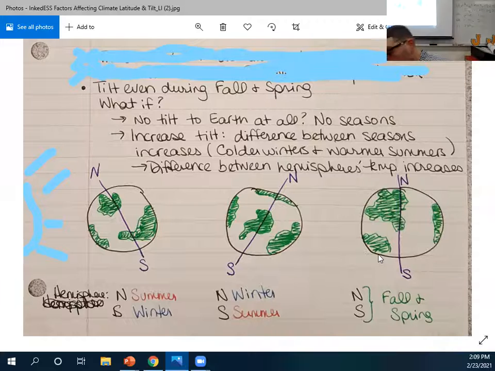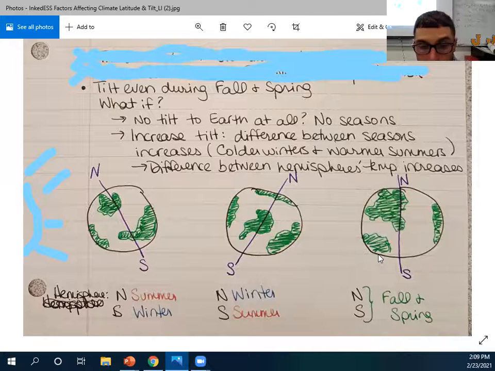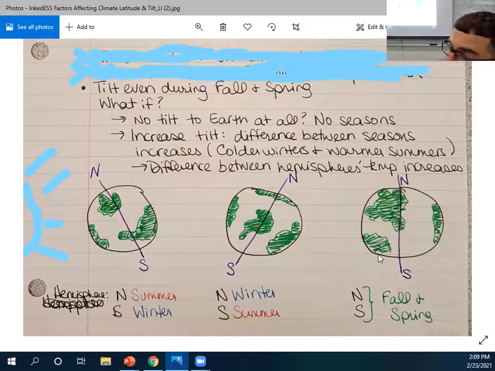Again, the idea, if we increase Earth's tilt, the more increased the tilt is, the more extreme the seasons will be. So we'll see maybe colder winters versus warmer summers, et cetera, right? And the difference between the hemispheres increases. Again, don't forget, we're in the northern hemisphere. And then lastly, guys, make sure you draw that sun on the left. If you don't draw this sun, the pictures don't make as much sense.